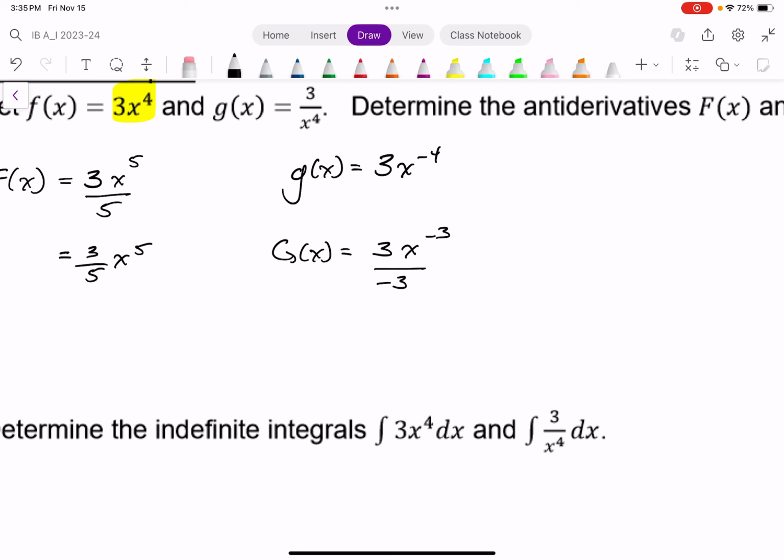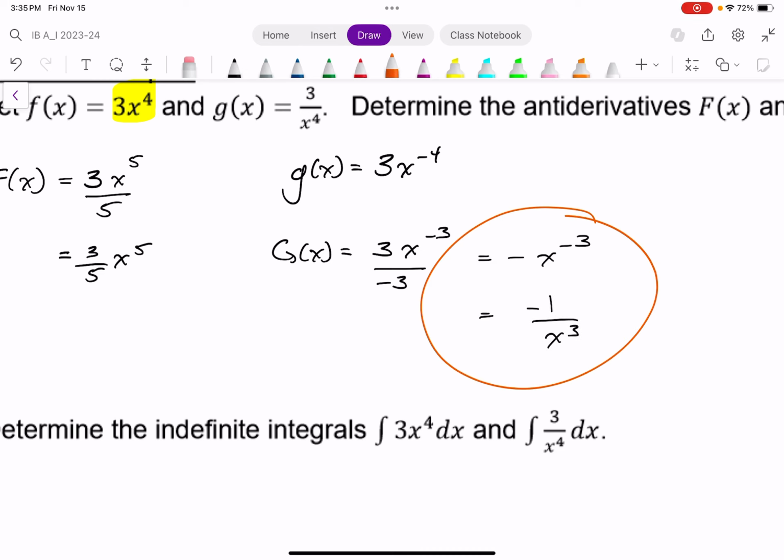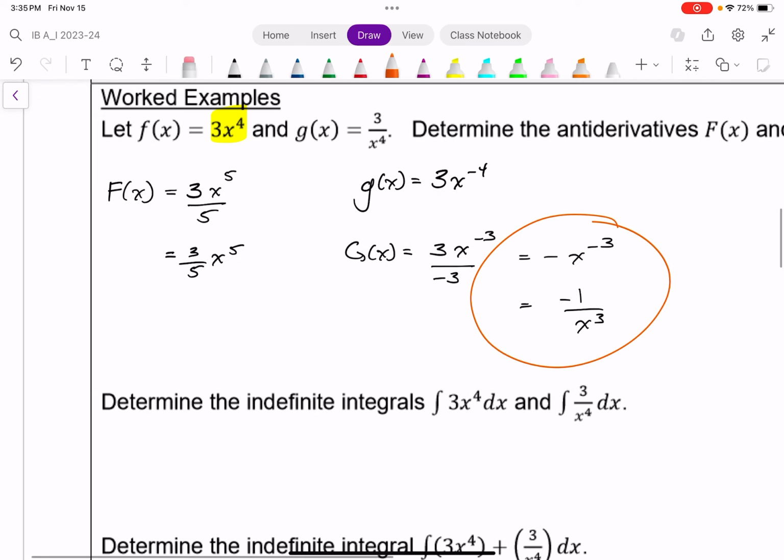In this case, it can be cleaned up. My coefficients cancel out, and so I have just negative x to the negative 3. Or, of course, I could write that as negative 1 over x to the positive 3. Again, they're all good. We should understand our negative exponents at this point. So those are the antiderivatives. Again, negative 1 over x cubed is the antiderivative of g.